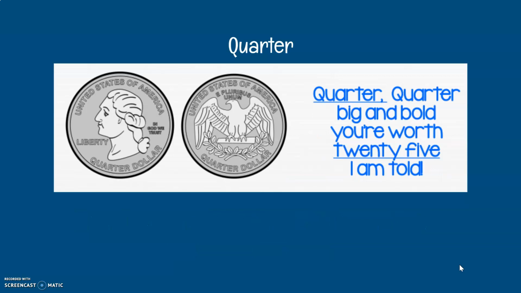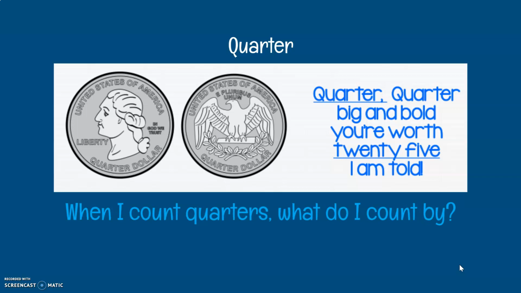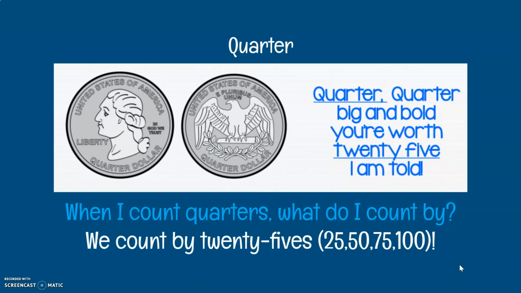Last is quarters. Quarter, quarter, big and bold. You're worth 25, I'm told. Read with me this time. Quarter, quarter, big and bold. You're worth 25, I'm told. When I count quarters, what do I count by? Think about how much a quarter is worth. When we count quarters, we count by 25s, like 25, 50, 75, 100.